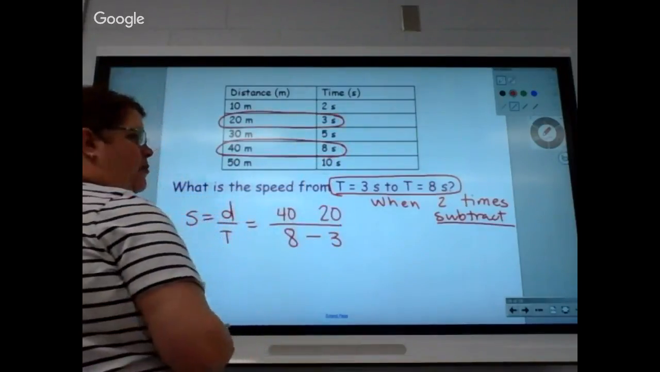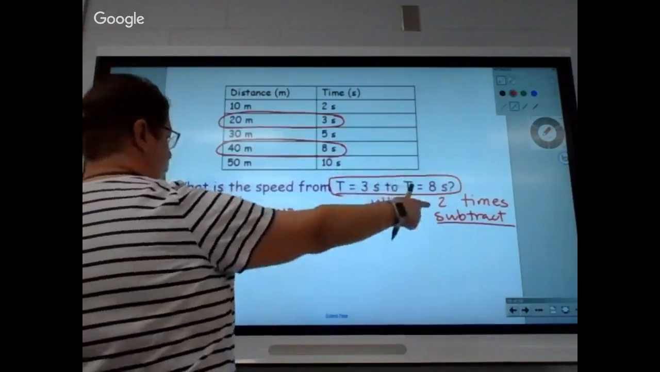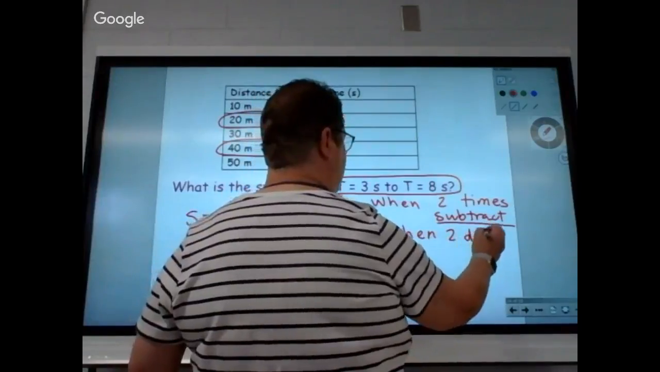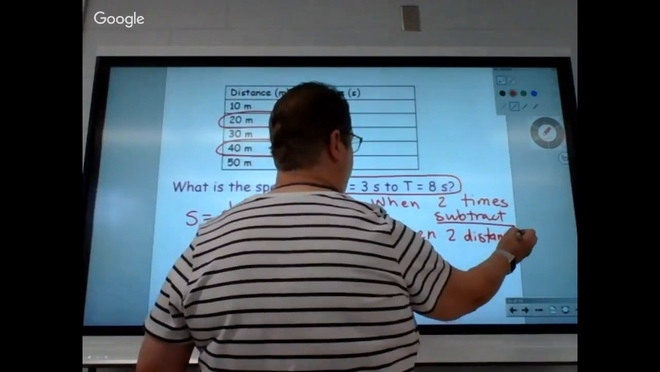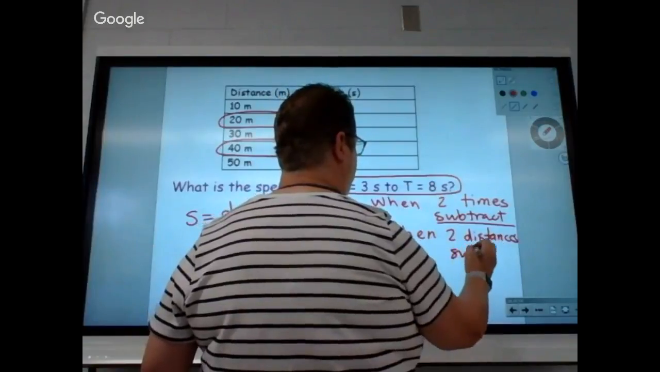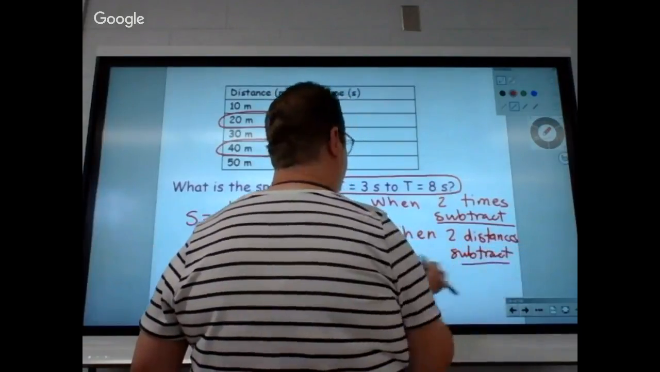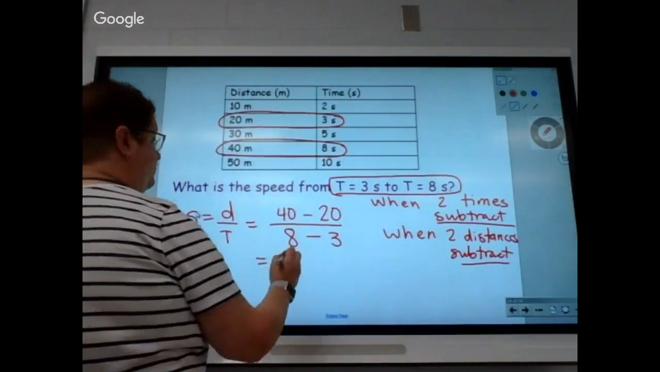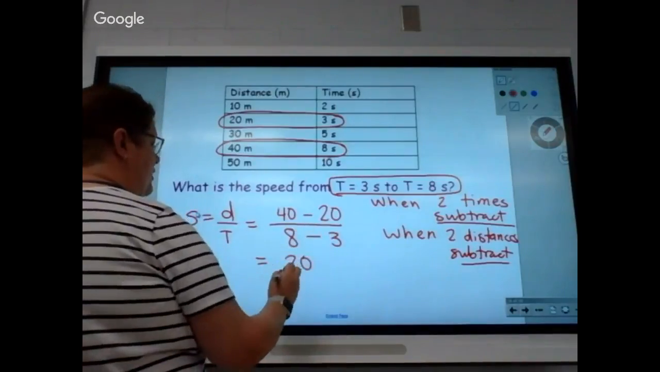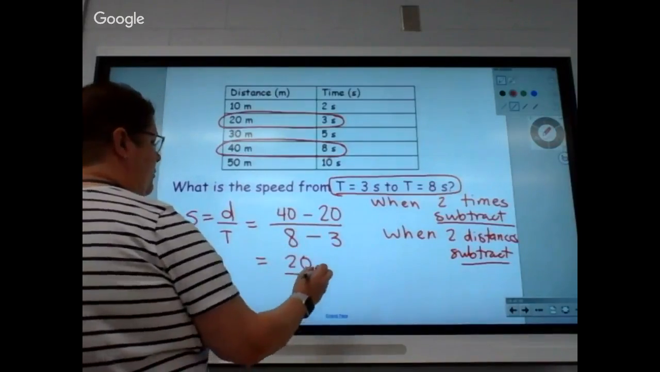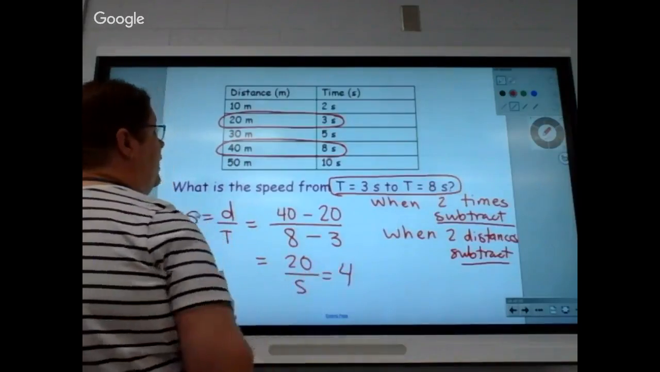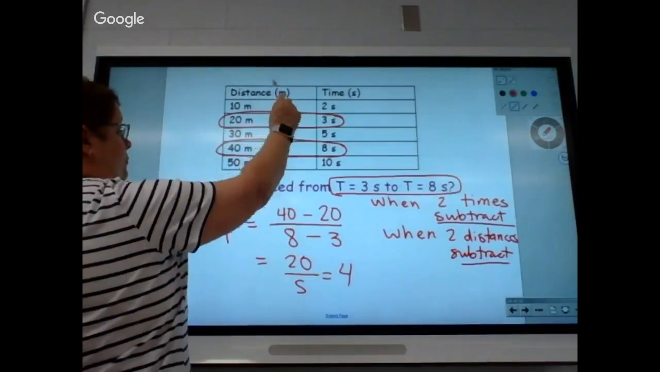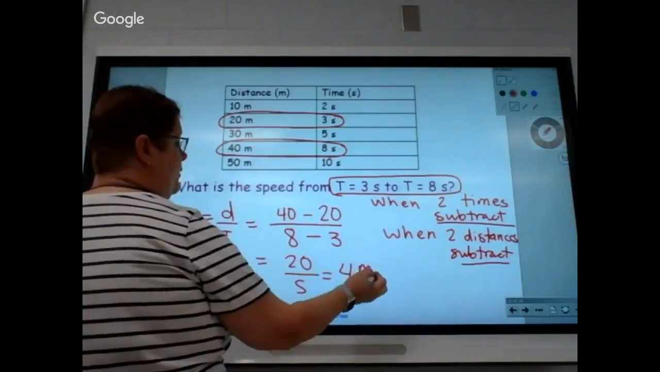So what are we going to do with those 2 numbers? When 2 distances, we do what again? You subtract. So 40 minus 20 is what? 8 minus 3 is, so 20 divided by 5 is, now our units come from up here in the chart. What do we have on top? That's meters over seconds.